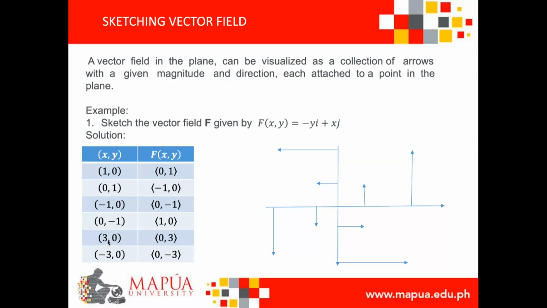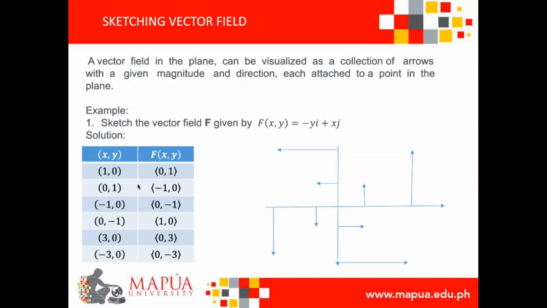Then the next point is (3, 0). Substituting in the vector field, we have 0i plus 3j. That's why we have (0, 3). Then if we have (-3, 0), substituting in your vector field f, we have 0 for the i component, then x is negative 3j. So that's why we have (0, -3). You may continue assigning values of x and y as a point.